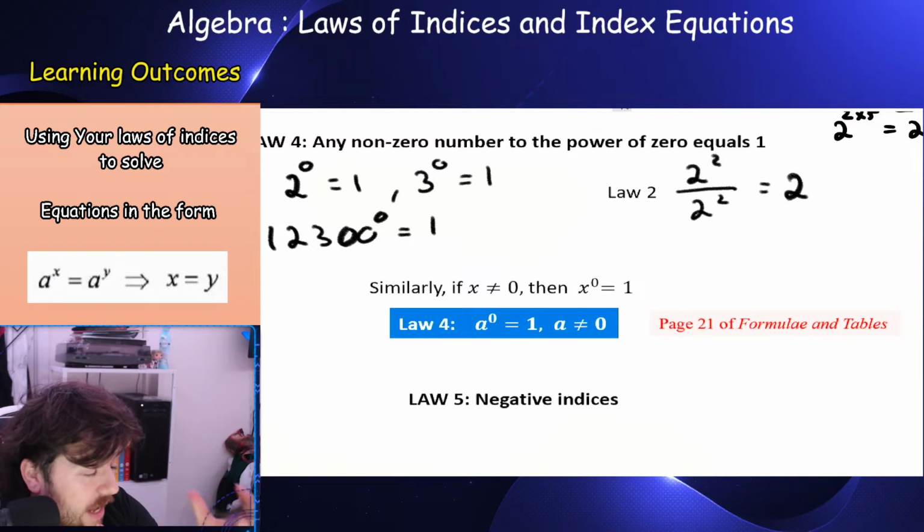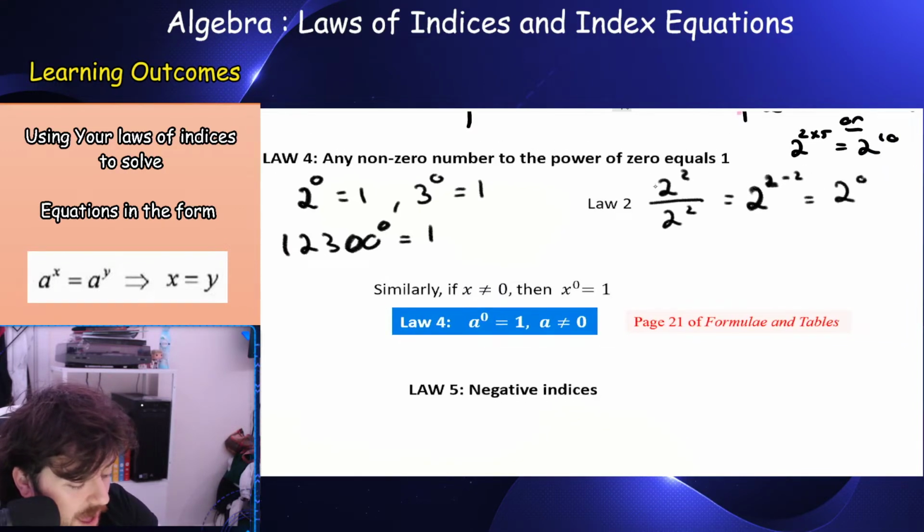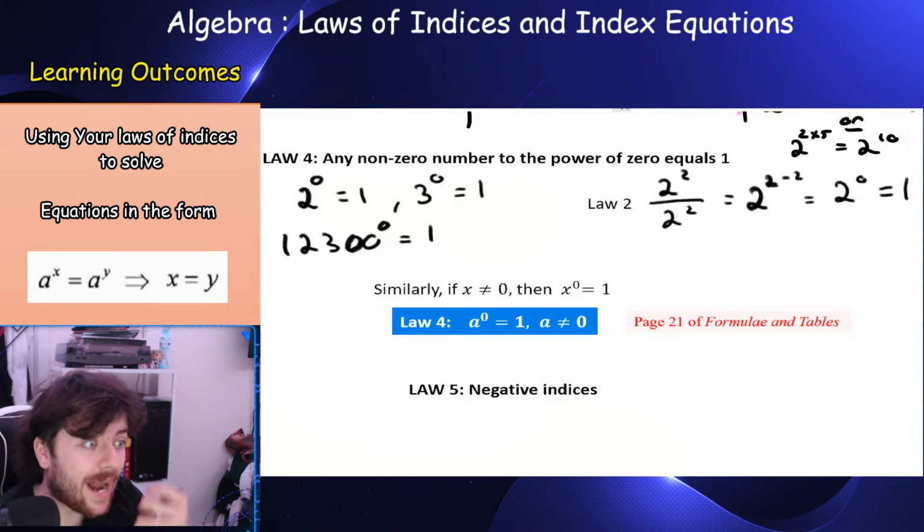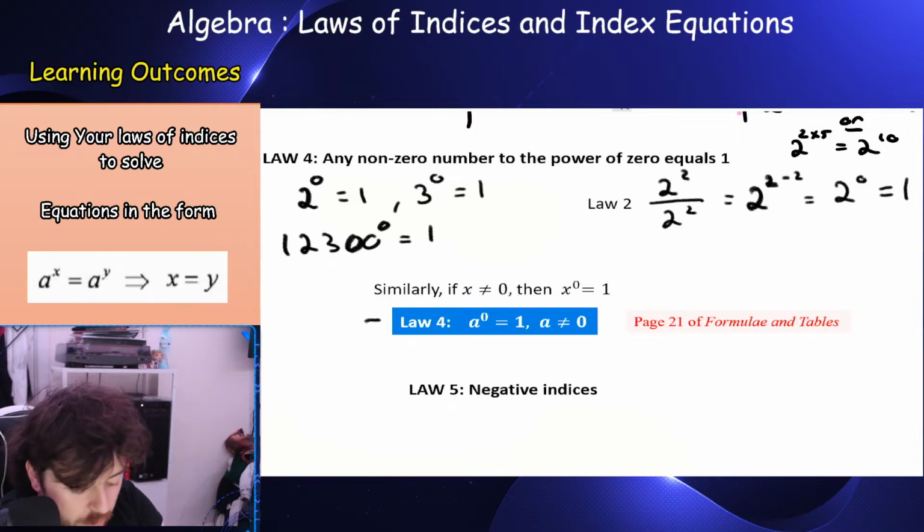My second law is, if I'm dividing, I subtract powers, so it's going to be 2 to the power of 2 minus 2, which is 2 to the power of 0. But I also know anything divided by itself equals 1. So therefore, I have proven that 2 to the power of 0 is equal to 1, or anything to the power of 0 is equal to 1. So that's a really important one. Again, these are all in your formula and table books.